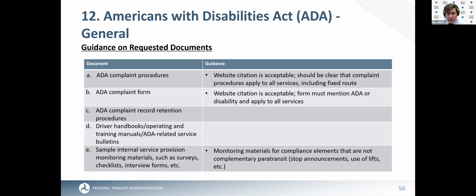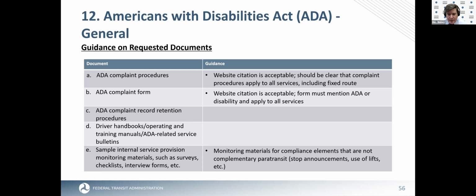ADA complaints have to be retained for at least a year, and a log of those complaints has to be retained for at least 5 years. So provide your ADA complaint record retention procedures to your reviewer so they can confirm that you're doing that. They'll obviously confirm it during their review as well. Item D, provide driver handbooks, operating and training materials, ADA related service bulletins, anything that you're doing to train your staff. If you've got PowerPoints, anything like that, provide those.